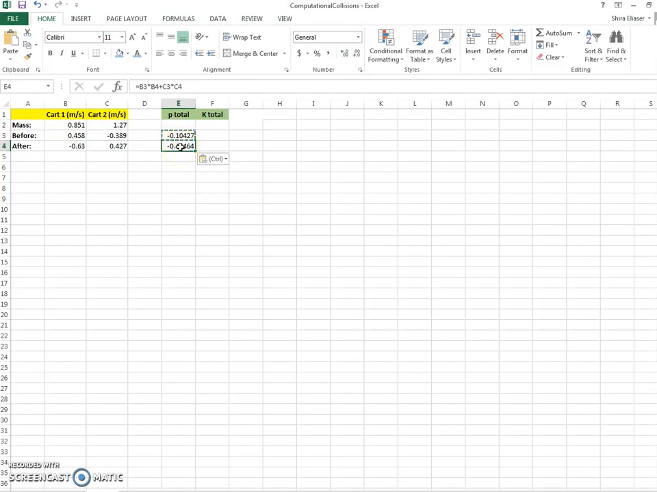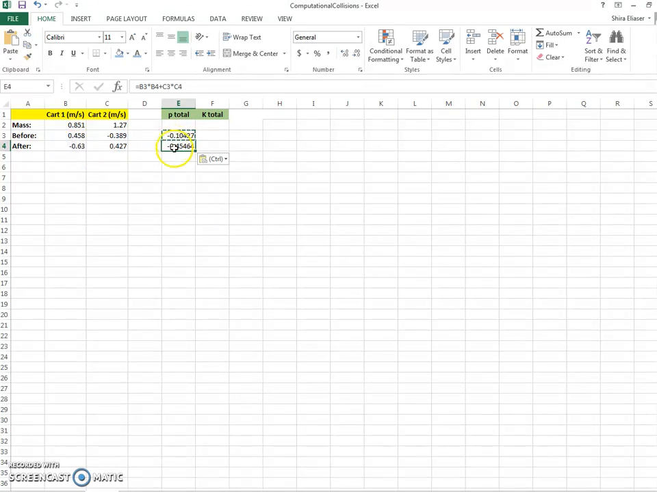Here we are, our new cell. It says B3 times B4 plus C3 times C4. Let's proofread. B3, that's velocity, times B4. That's, wait a minute, we shouldn't be multiplying two velocities.